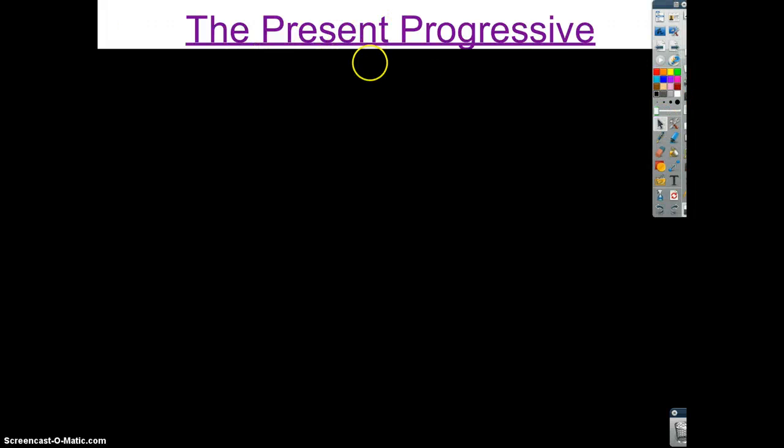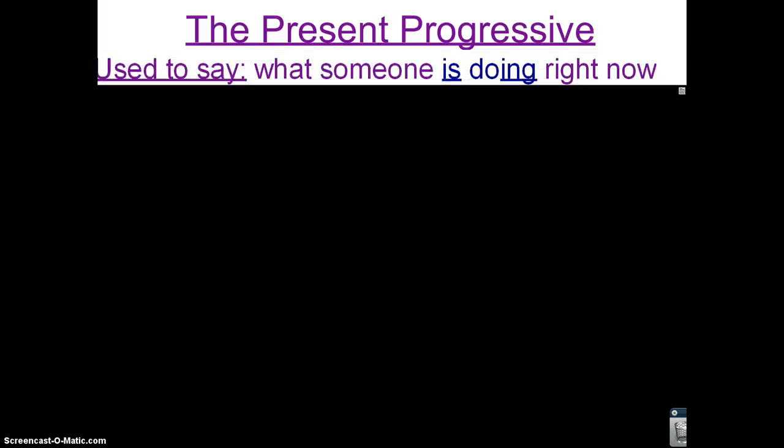Hola clase, ahora vamos a hablar sobre el presente progresivo. It's a verb tense called the present progressive. Please write this down in your notes as you see it on the screen. The present progressive is used to say what someone is doing right now.